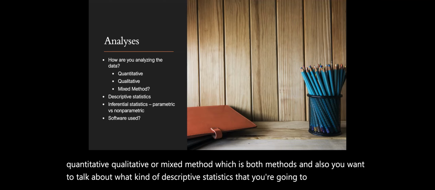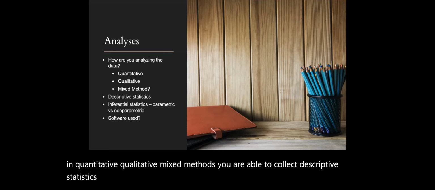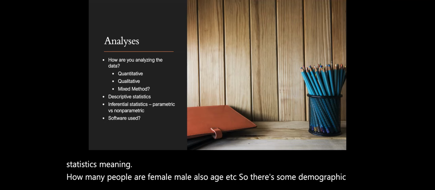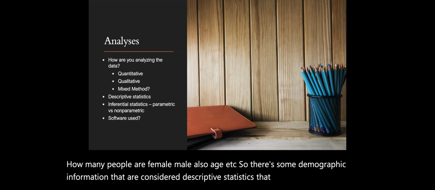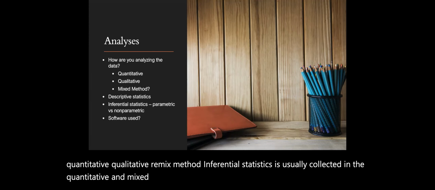So even in quantitative, qualitative, mixed methods, you're able to collect descriptive statistics, meaning how many people are female, male, also age, etc. So there's some demographic information that are considered descriptive statistics that you can collect in quantitative, qualitative, or mixed method. Inferential statistics is usually collected in the quantitative and mixed method. And those include either parametric versus non-parametric statistics.